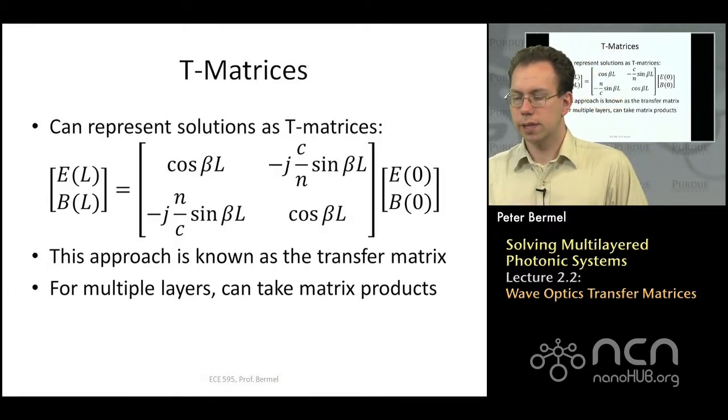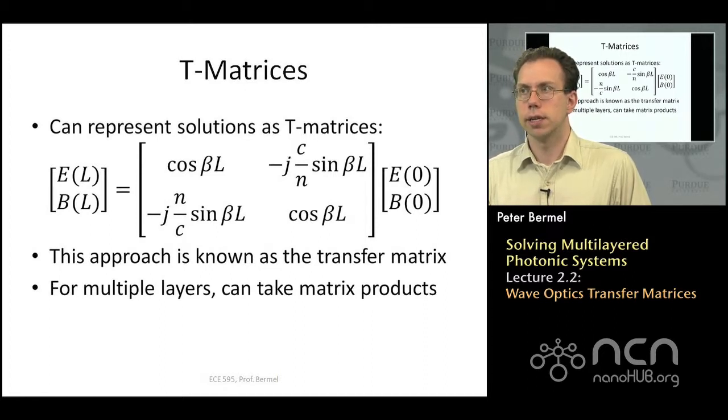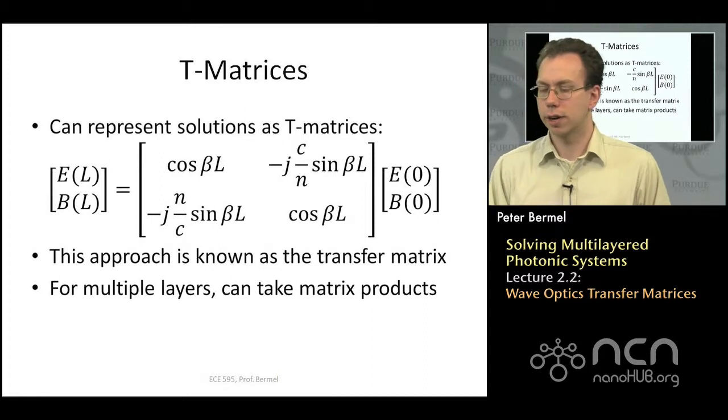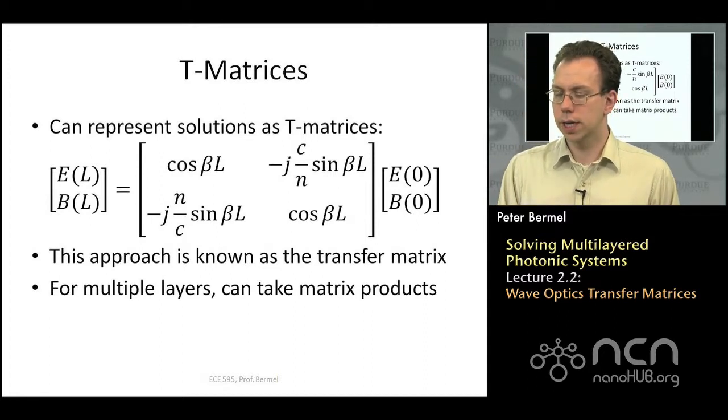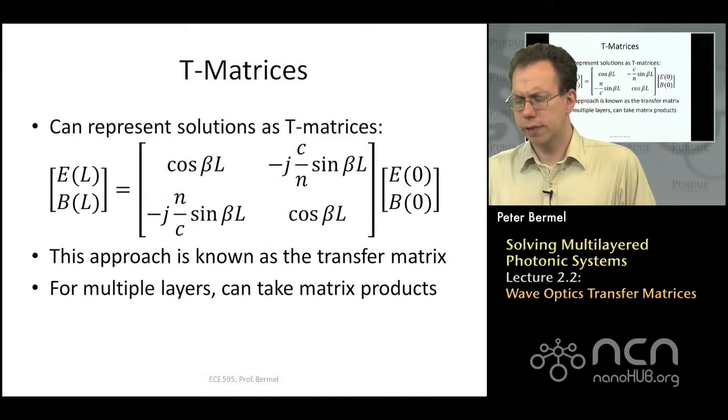Then we can summarize those contributions using sums and differences of the complex exponentials as sines and cosines. That allows us to write a transfer matrix for E and B fields in terms of elementary trigonometric functions, which look like cosine beta L and minus n over c, or minus c over n, times sine beta L. Okay. So once we have things represented in that format, we notice a couple of things.